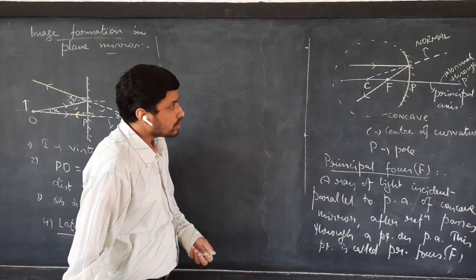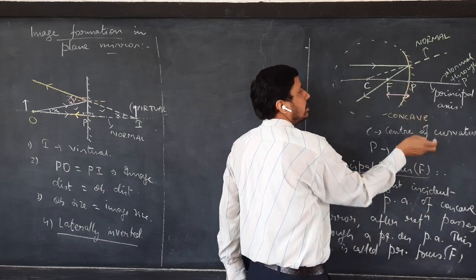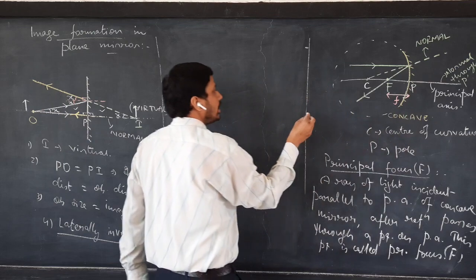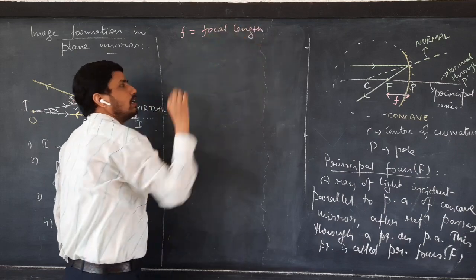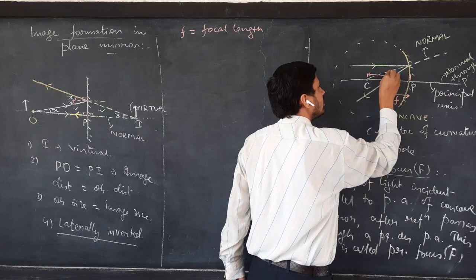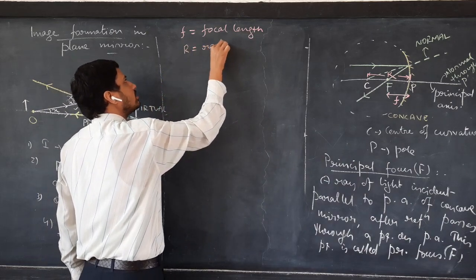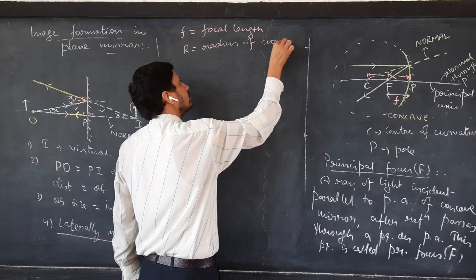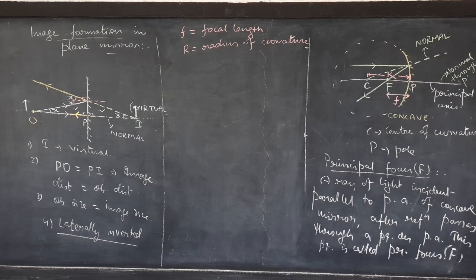The distance of the principal focus from the pole of the mirror, this distance, is denoted by small f. And small f is called the focal length. Likewise, the distance of the center of curvature from the pole is denoted by R, and R is called the radius of curvature. So all these terminologies you must keep in your mind. What is the meaning of pole? What is the meaning of principal axis? What is the meaning of principal focus? What is the meaning of center of curvature, and so on.